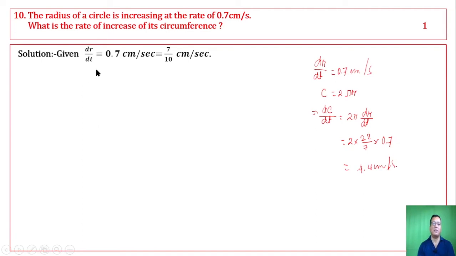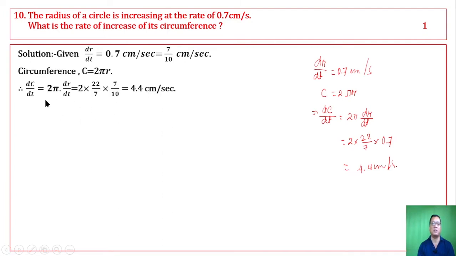Given dr by dt is 0.7 centimeter per second, which is equal to 7 by 10 centimeter per second. Circumference C equal to 2 pi r. For dc by dt, we have dr by dt value 7 by 10 centimeter per second, and the value of pi is 22 by 7. After calculation we get 4.4 centimeter per second.